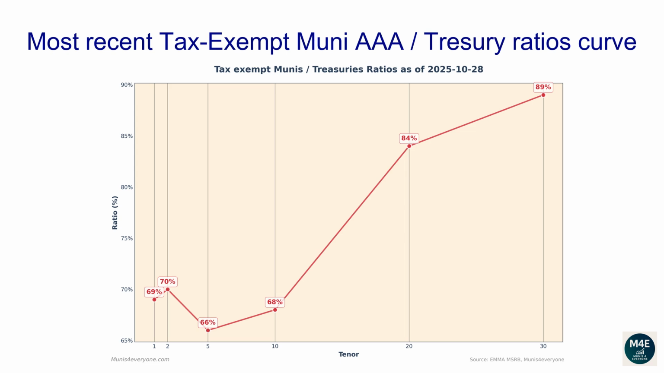The current one-year ratio is 69%. The 2 years ratio is 70%. The 5 years ratio is 66%. The 10 years ratio is 68%. The 20 years ratio is 84%. The 30 years ratio is 89%.